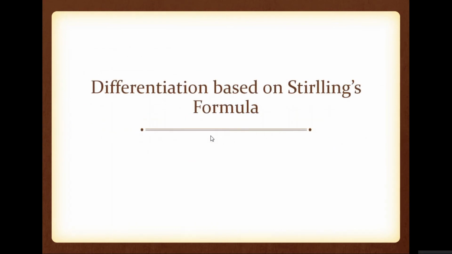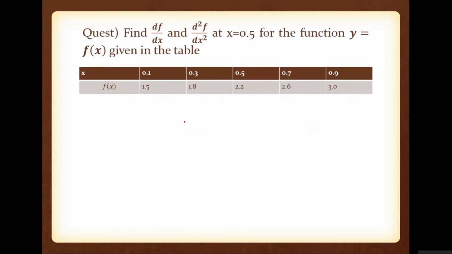So, numerical differentiation based on Stirling's formula. Again we can start with a problem. Consider the problem: find df/dx and d²f/dx² at x = 0.5 for the function y = f(x) given in the table. The data of the function is given in the table, that is x and f(x): 0.1, 1.5; 0.3, 1.8; 0.5, 2.2; 0.7, 2.6; 0.9, 3. So first please note down this question.